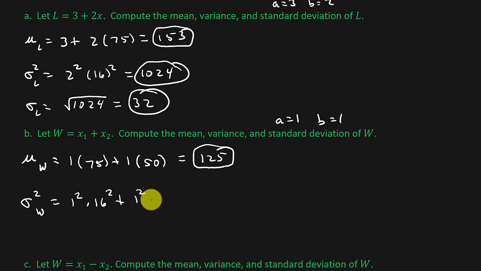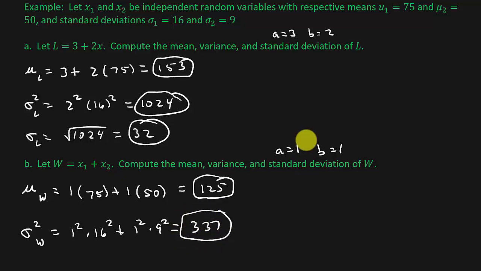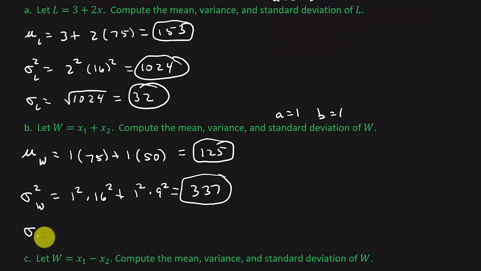And then the standard deviation is just the square root of that. This is the square root of the variance. So that's 18.36. And there's your answer right there.